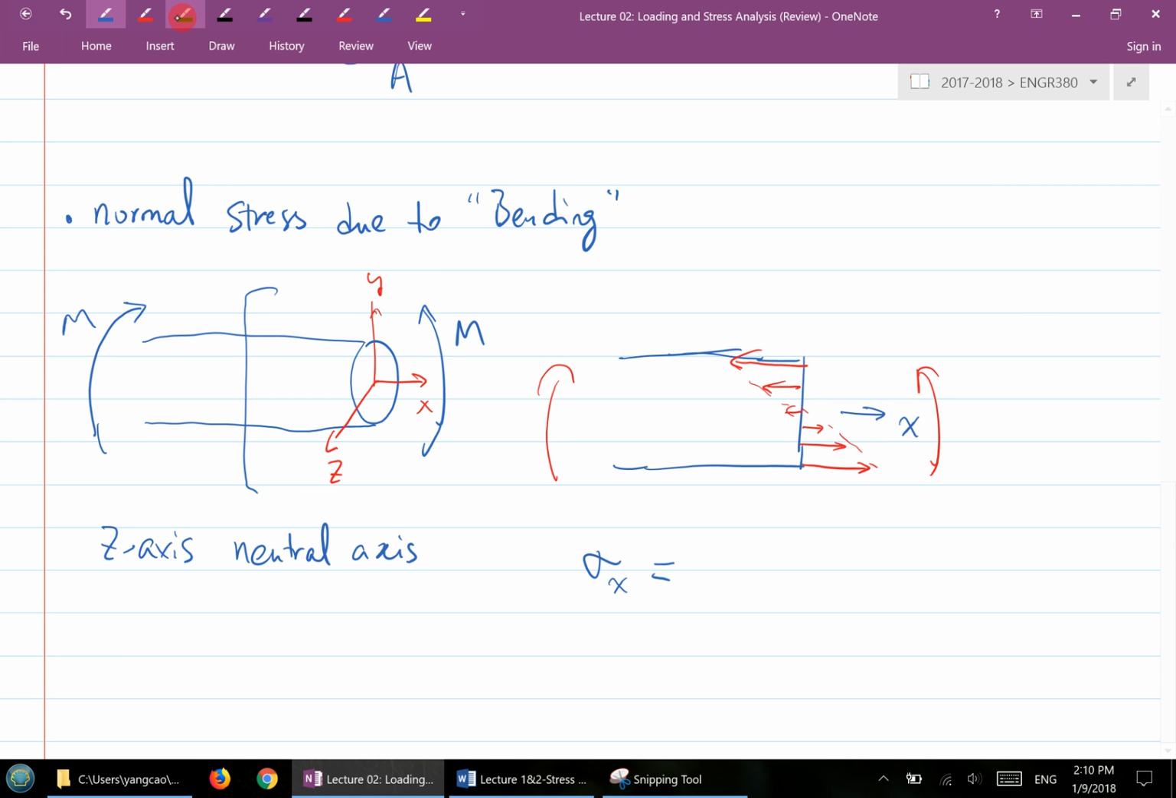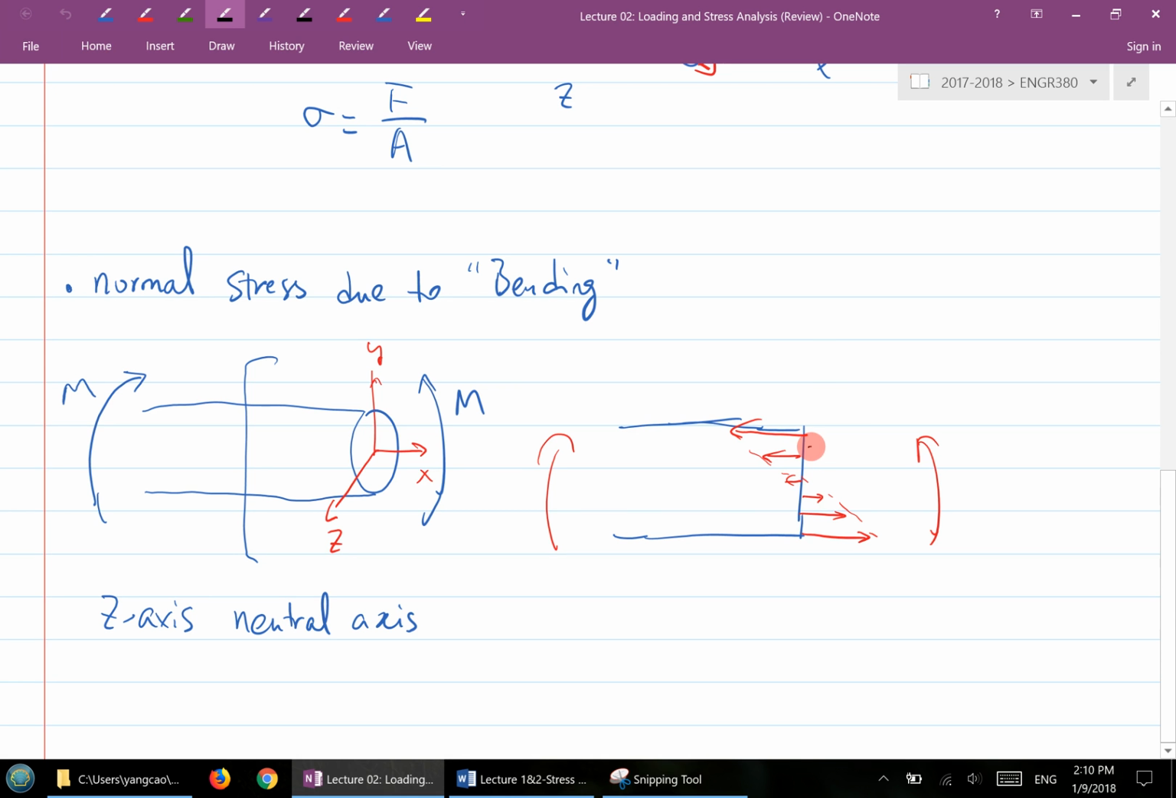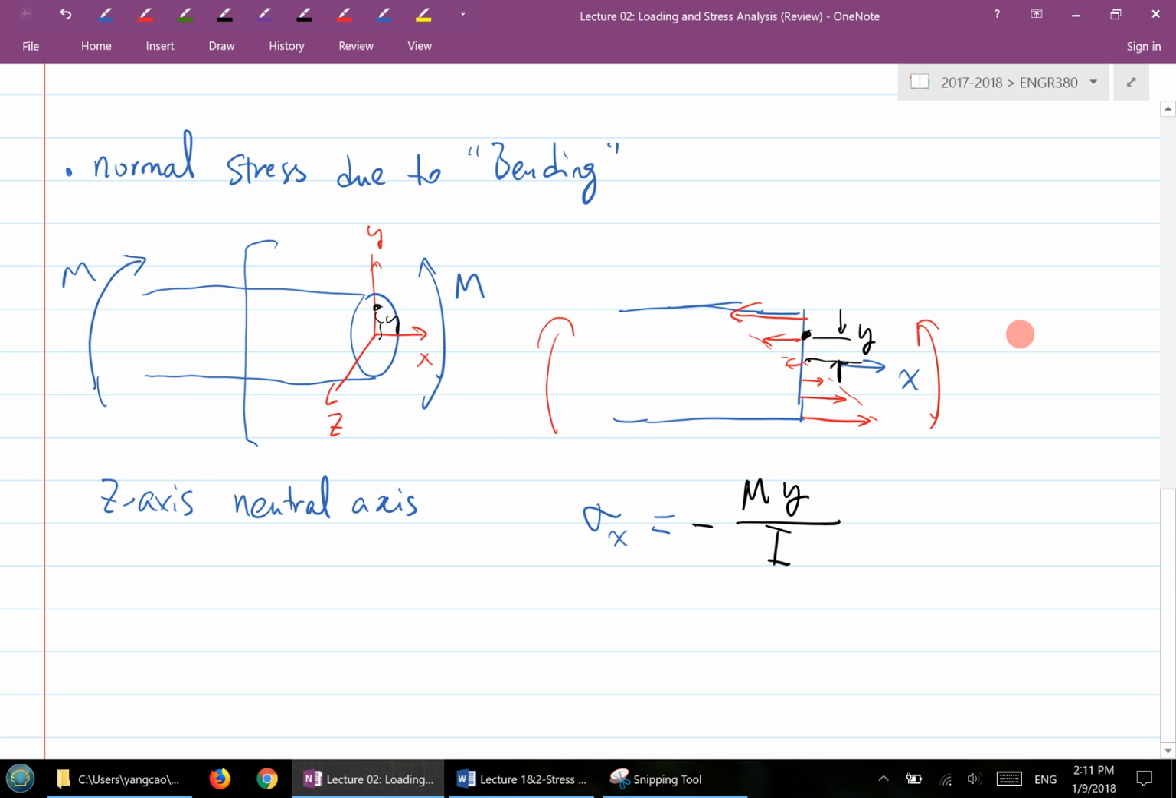Let's say I'm interested in the normal stress at this location, which is a y distance from the origin here. Then the normal stress at that location is negative M times y, divided by I. That rings a bell, right? To write it more formally, this M is about the z-axis, so we write a subscript z, and the I we can also write as Iz.